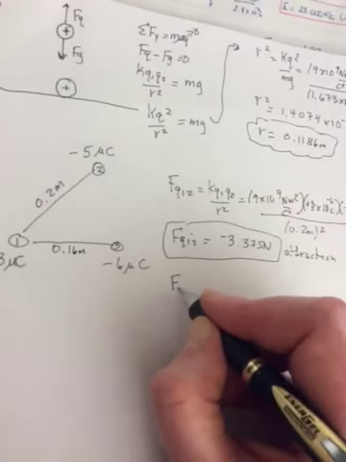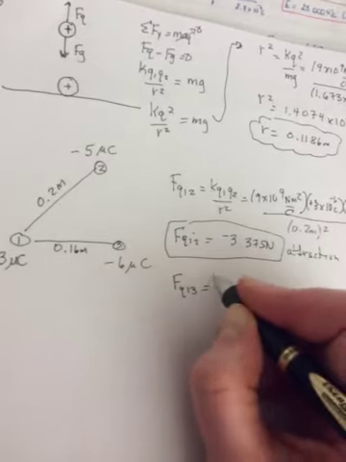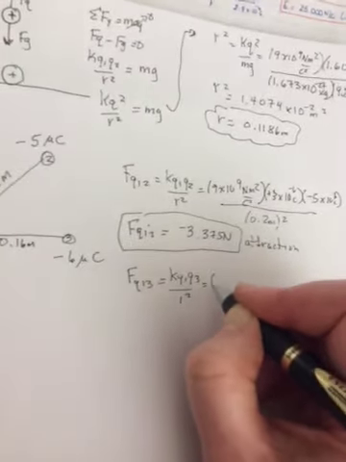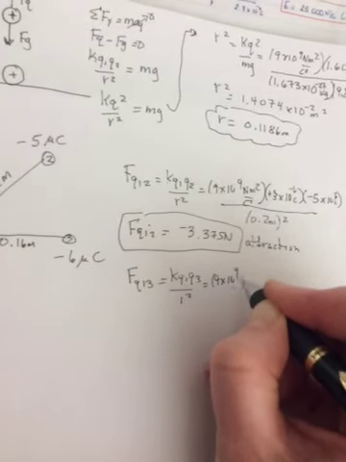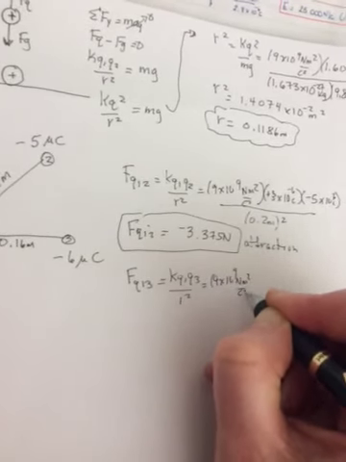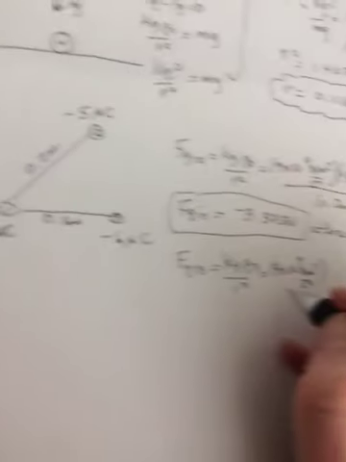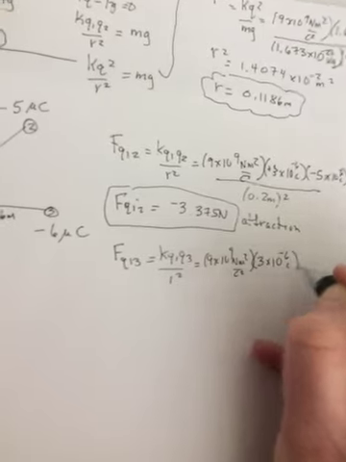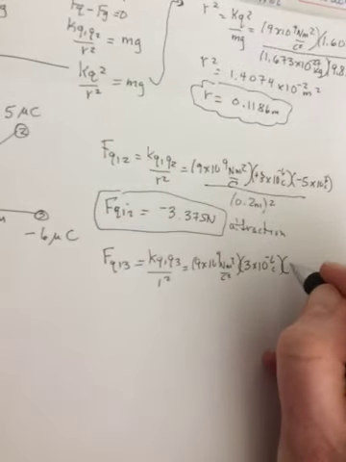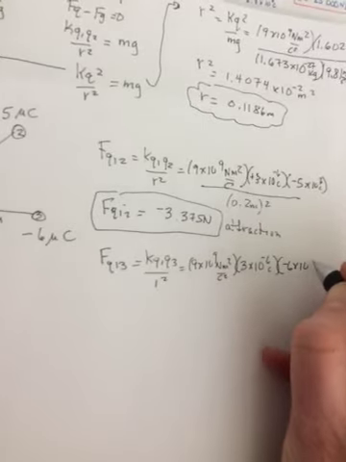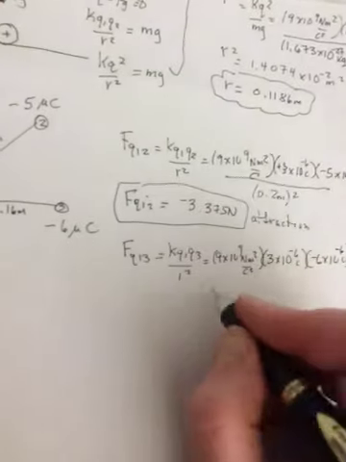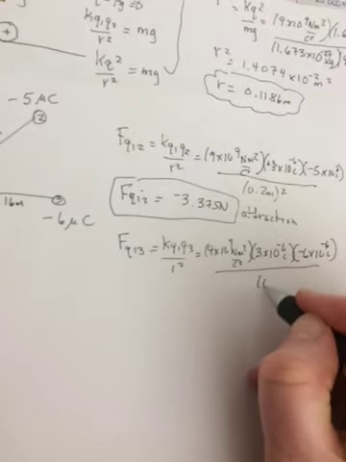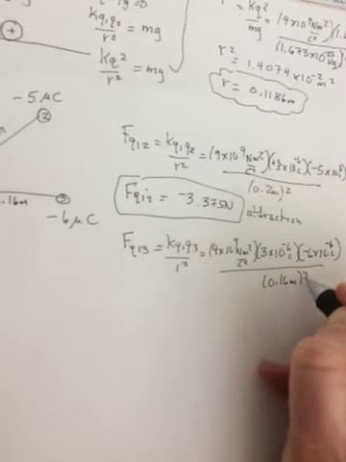So then you do Q13, and that's kQ1Q3 over r squared. So 9 times 10 to the 9th newton meter squared per coulomb squared. Q1 again is positive 3 times 10 to the negative 6, and this Q3 is negative 6 times 10 to the negative 6 coulombs. And the distance between them is 0.16 of a meter squared.